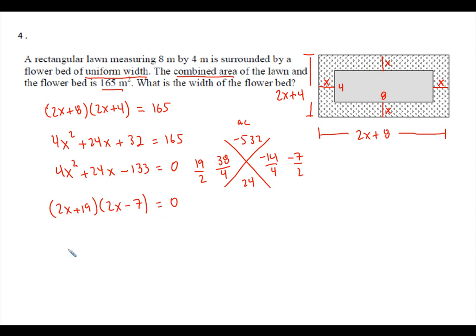So that means that x is going to equal negative 19 over 2, and x is going to equal positive 7 over 2. Once we solve for x, if you want to change these to decimals, that's fine. This is the same thing as x equals negative 9.5, x equals positive 3.5.